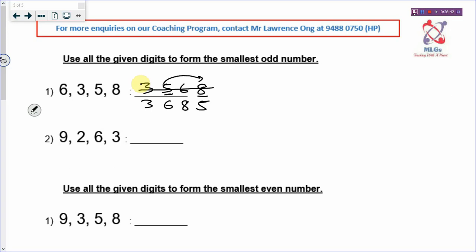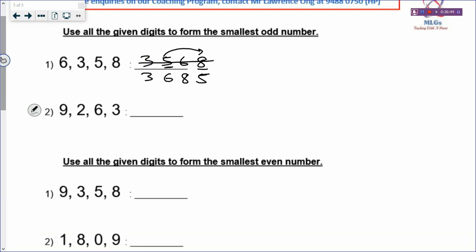Okay, let's try one more example. Right, you have 9, 2, 6, 3. So how to make the smallest odd? Start with the smallest digit, 2, and then 3, and then 6, and 9. So you can see the numbers start from small to big. And then you look at the last digit. Is it odd? Yes. So the whole number is an odd number.